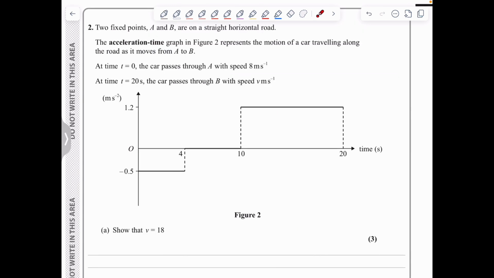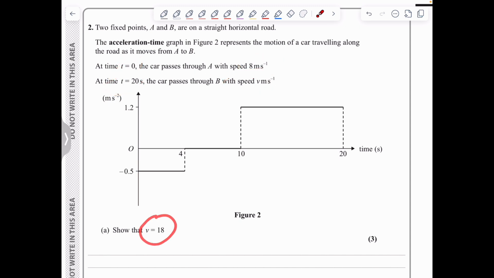In question 2, we've got the acceleration time graph representing the motion of a car traveling between A and B. So we know that at t equals 0 the car is passing through point A with a speed of 8 meters per second, and at time t equals 20 is passing through B with a speed of v meters per second, and we need to show that v is equal to 18.